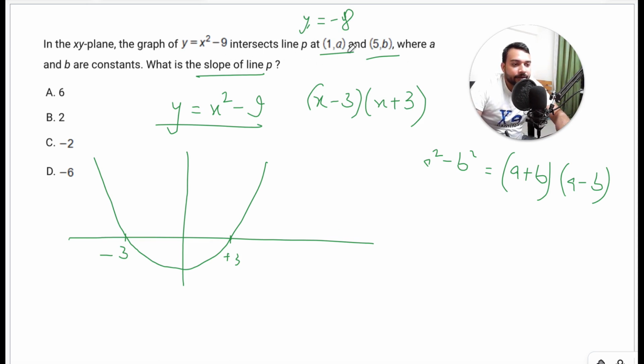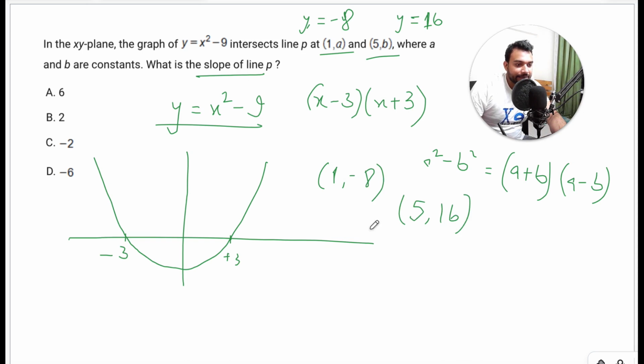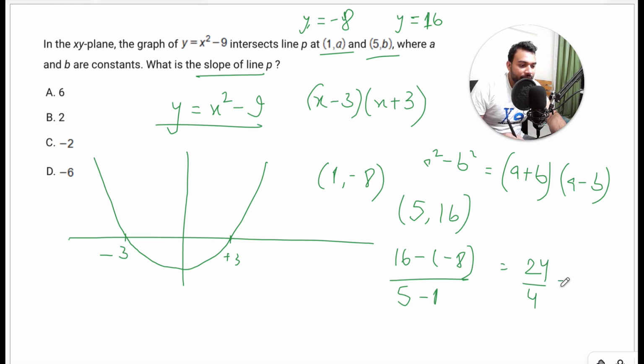And then the second point, (5, b). So y is equal to 5 squared, which is 25, minus 9, which is 16. So b is 16. Now we need to find the slope. Now the points are (1, negative 8) and (5, 16). The formula is y2 minus y1 over x2 minus x1, so 16 minus negative 8 over 5 minus 1. This is going to be 24 over 4, which is 6. That's the slope of this line.